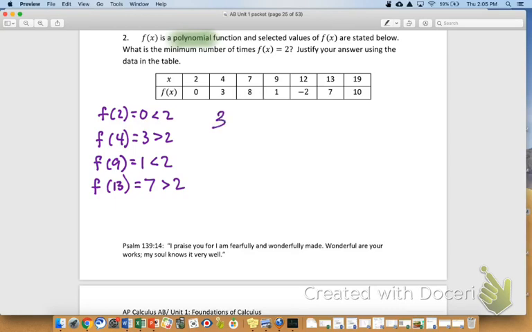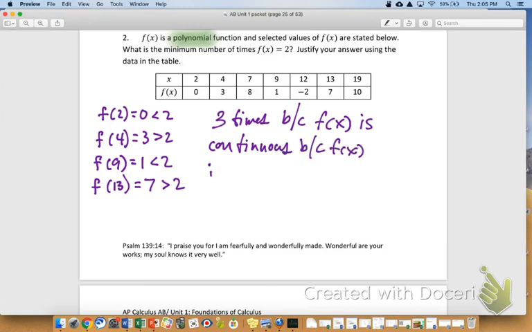So we'd say 3 times, and then you always want to bring this into your argument because f of x is continuous, and we know that because f of x is a polynomial. So I want you to pull those important things out of the description and say, hey, it's important that this is a polynomial because that means this graph is continuous, which means that indeed we did pass through 2 as we jumped around on the table between those values. Okay. Questions, thoughts? Doing okay?